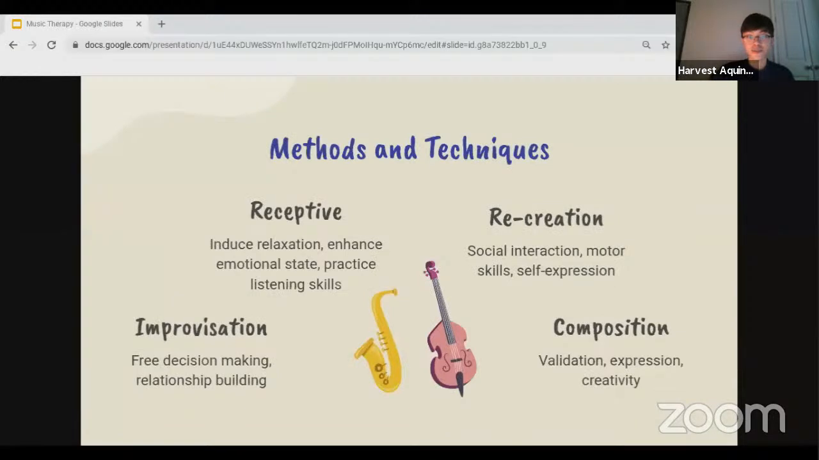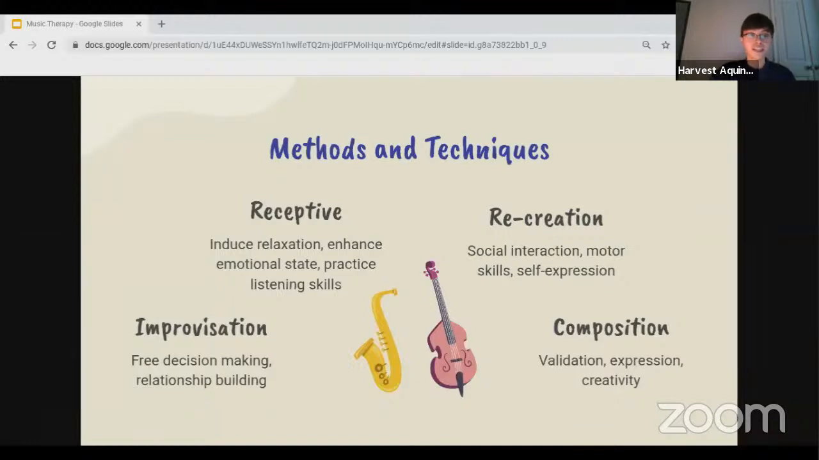Now, this brings us to the music interventions that music therapists use, which fall into 4 main subgroups. The first is receptive, and it may be what you think of when you think of music therapy. For example, you may have seen some videos of particularly elderly people listening to music from when they were young and how they lighten up when they recognize a song. Receptive is where the therapist plays music, whether live or recorded, and facilitates lyric analysis in order to induce relaxation, enhance the emotional state, and practice listening skills.